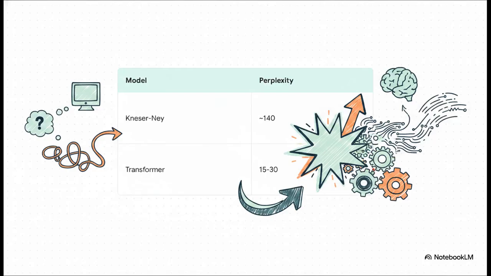And this sheer performance gap right here explains exactly why the entire AI industry underwent a massive paradigm shift. Just look at these numbers. On the Brown corpus test set, a well-tuned Kneser-Ney 4-gram model, which again was the absolute peak of counting-based AI, hits a perplexity of around 140. But a modern transformer language model on the exact same test set, it hits a perplexity of 15 to 30. That is roughly a 10x improvement. The transformer is literally 10 times less confused. That sheer massive gap is exactly why the field entirely moved on to deep learning.